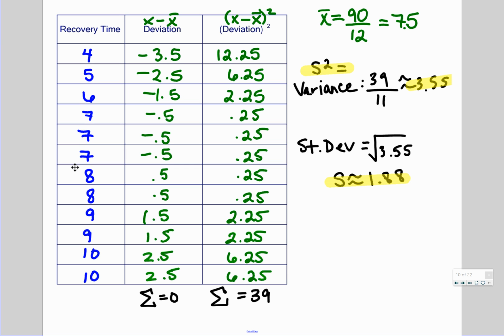3.25. You divide it by 12. Yeah. Oh, so this is a sample, so you're dividing by n minus 1 instead of n. Oh, that's why. Even for standard deviation.